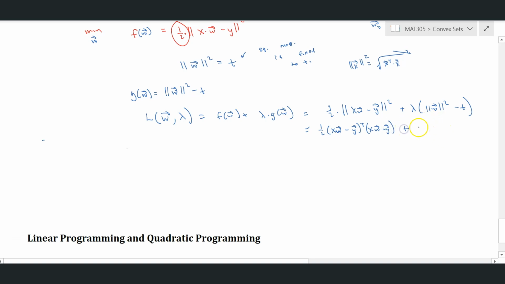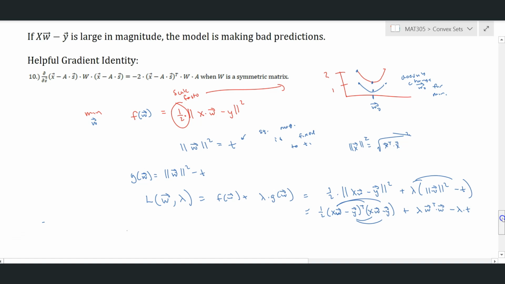And I'm going to do the same thing over here. This will be lambda, and I'm going to distribute the lambda. We'll have w transpose times w minus lambda times t. Now what we would ideally need to do here is distribute this all out, FOIL, and you can do it that way, but it turns out that we have a neat identity for this.